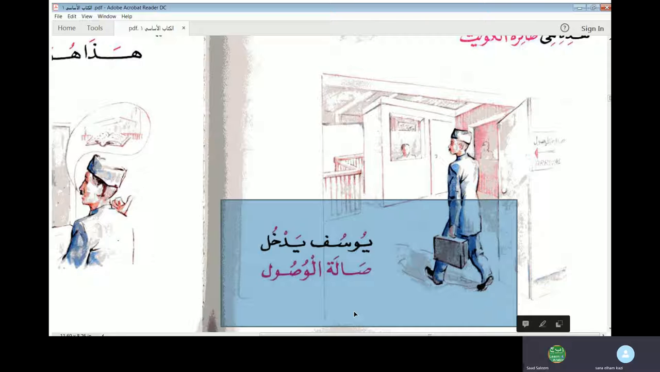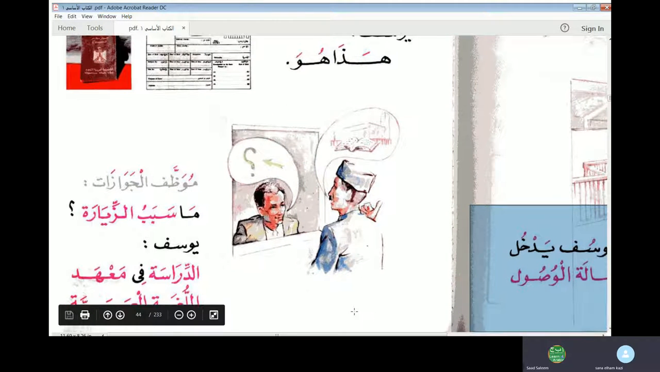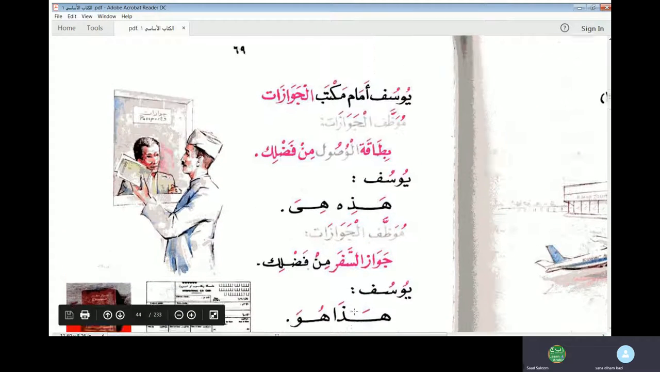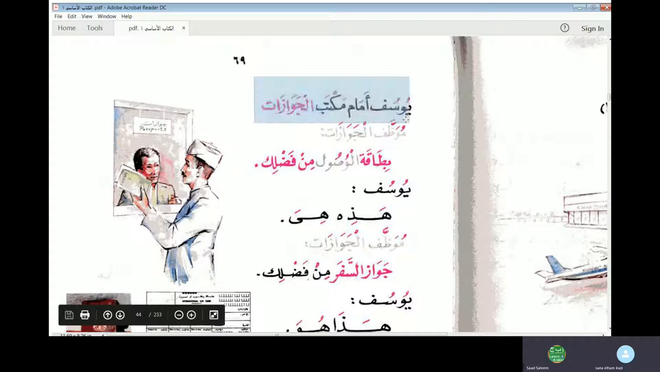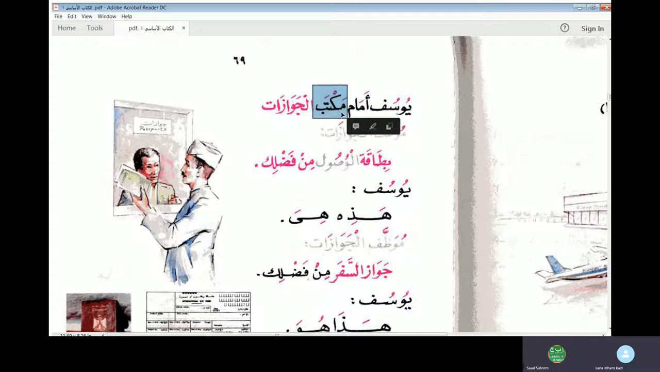Sa'atul wusul, the arrival hall. يوسف أمام مكتب الجوازات. Yusuf is in front of the passport office. موظف الجوازات, passport officer.